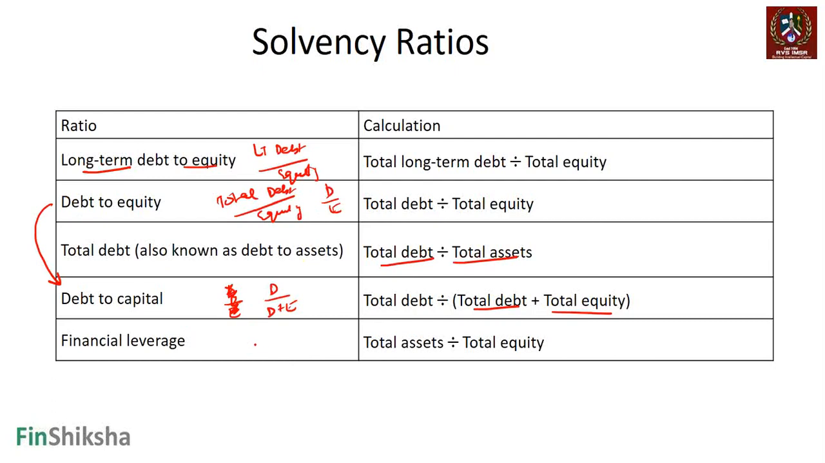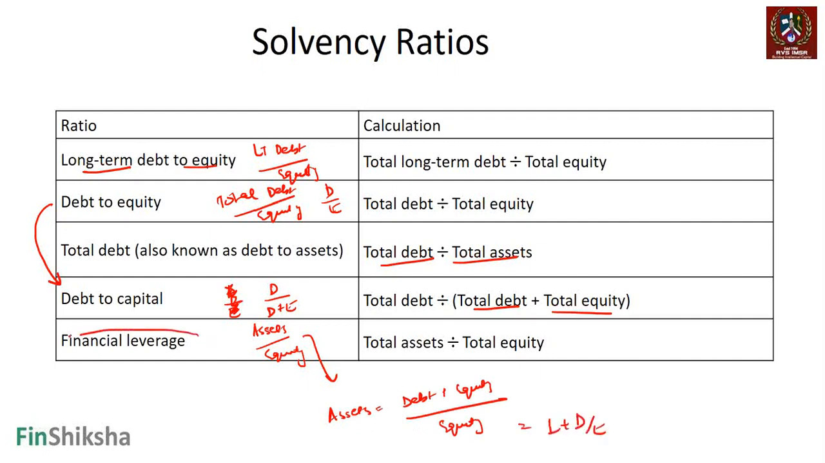Correct? Financial leverage is total assets by equity. In a way, if you look at assets is equal to total debt plus equity, then you're saying assets by equity is debt plus equity by equity, which is nothing but 1 plus debt by equity. That's called the financial leverage ratio, right?